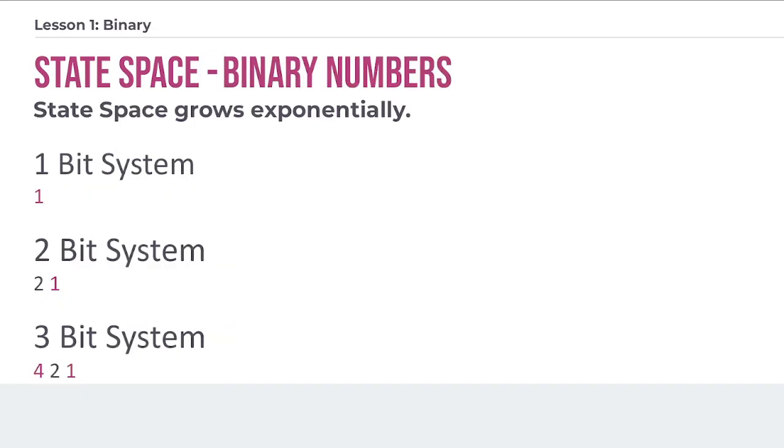Well, state space in the binary system is very similar. We still have this exponential growth, right? Because we're raising the exponent every time. And we can see that we have 1 right here, 2 right here, 4 by here. If we increase to 4 bits, we're at 8. 5 bits, we're at 16. All right, and so that's growing by a power of 2 every time, or by an exponent, by 1 in the exponent. So the pattern is the same.